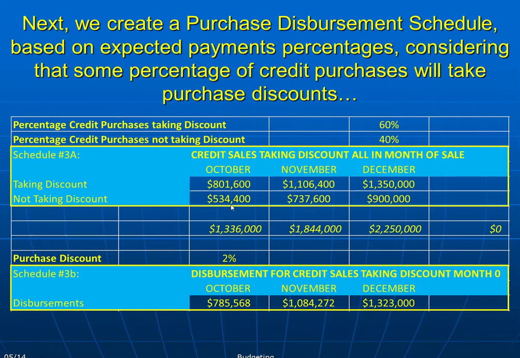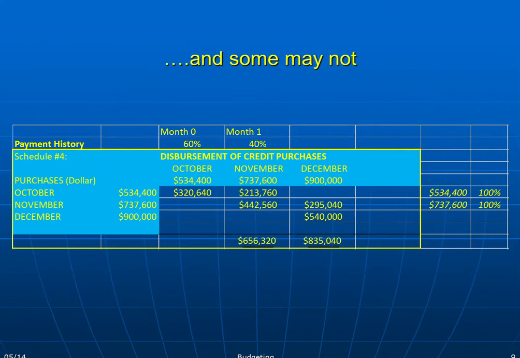Now we have the question of what happens with the $534,400. In other words, when do we expect to pay that? Well, based on our payment history of those purchases for which we do not take the purchase discount, historically we have paid 60% of those off in the current month, in the month of purchase, and 40% in the next following month.